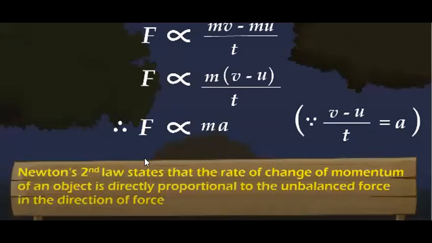So this is the simplest form of Newton's second law. We can say that the unbalanced force is directly proportional to the product of mass and acceleration. That is, when mass increases, force increases. When acceleration increases, force increases. That is the meaning of directly proportional. This is Newton's second law.